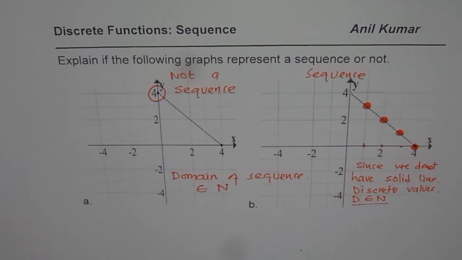So when we have a graph and we show it with a dotted line, we are actually representing connected discrete values. Okay, so that is how we have to look at the sequence.